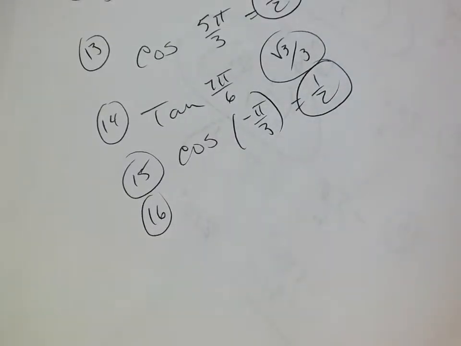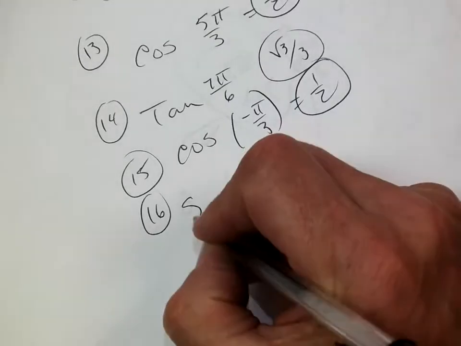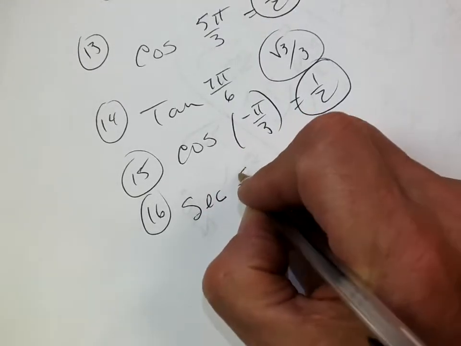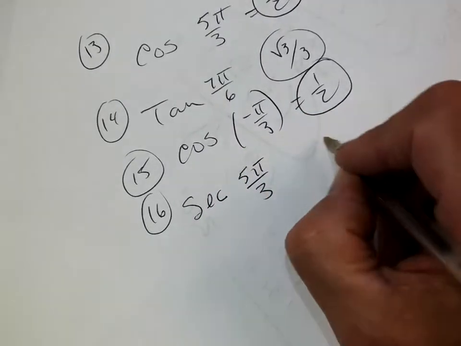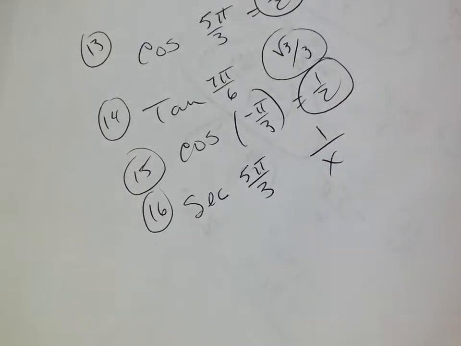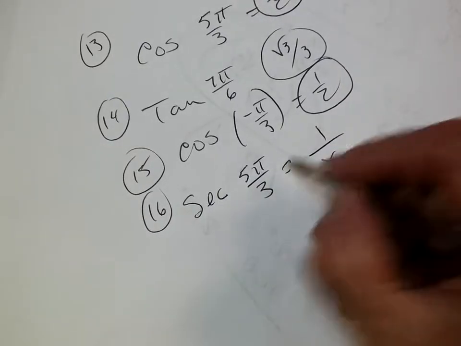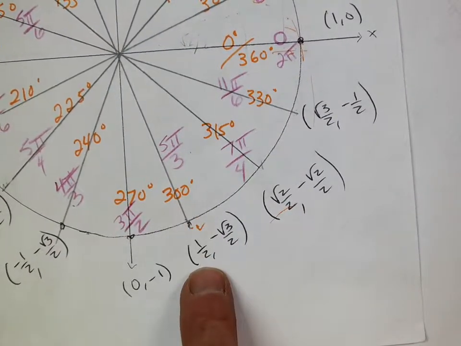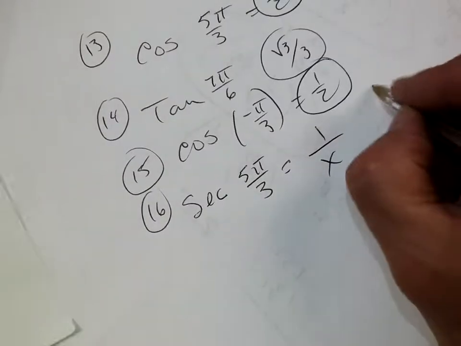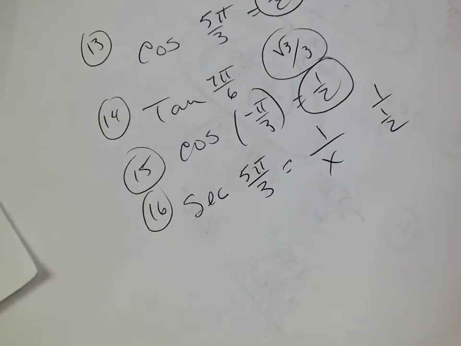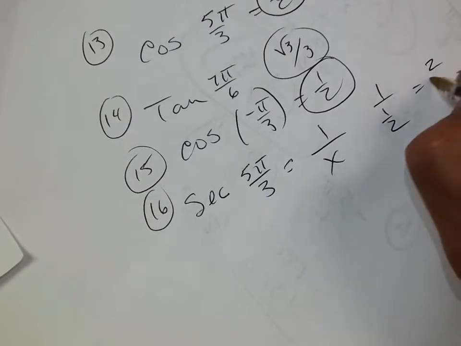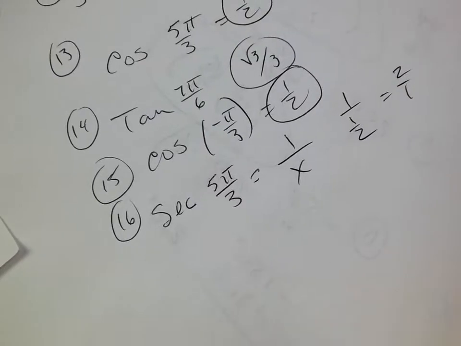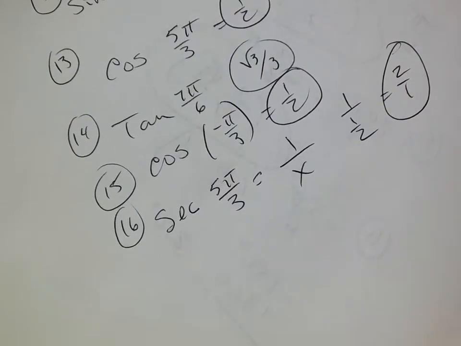I like it. 16, secant of 5 pi thirds. So secant's 1 over the x value. So let's go to 5 pi thirds and figure out what the x value is, okay? So 5 pi thirds is there. The x value is 1/2. So it's just 1 over 1/2. We flip our fraction and make it 2 over 1, which is just basically 2. We can do this.